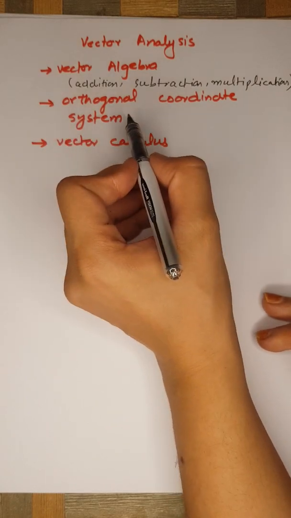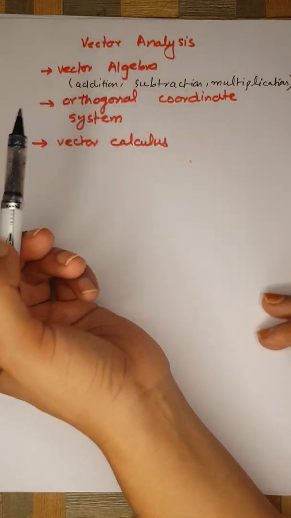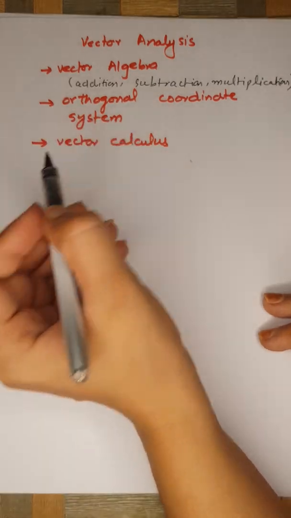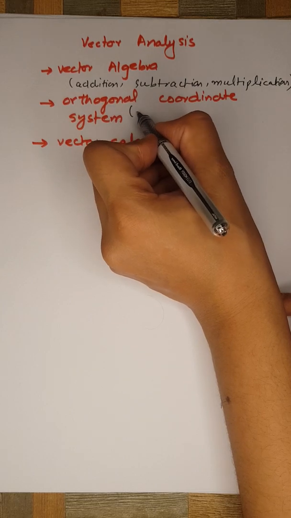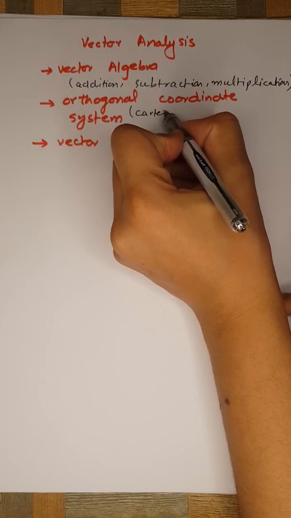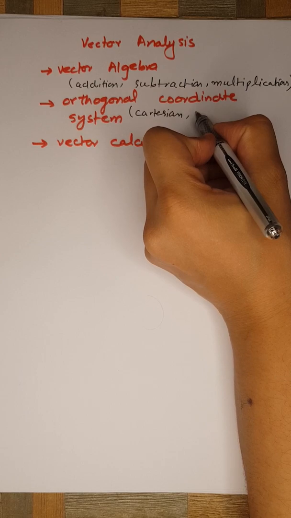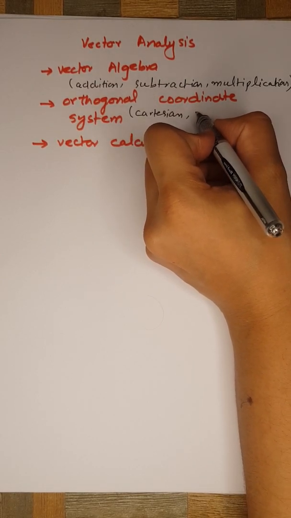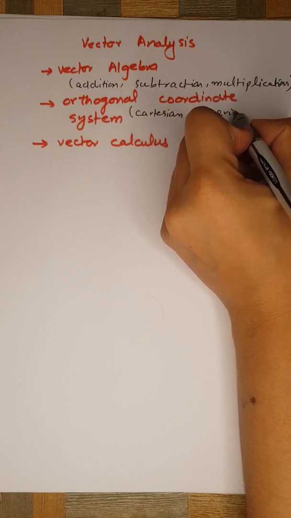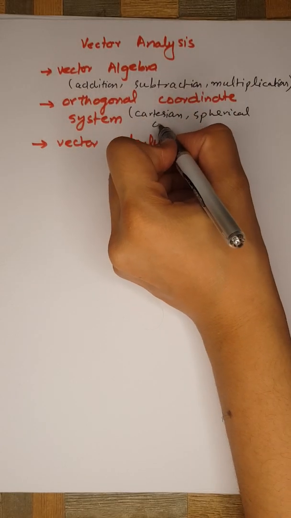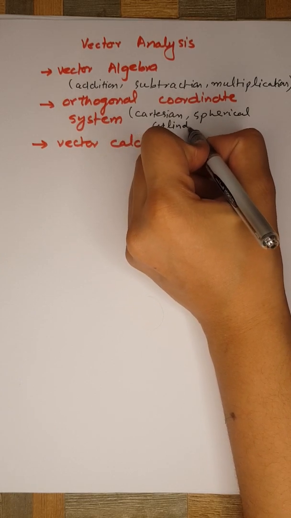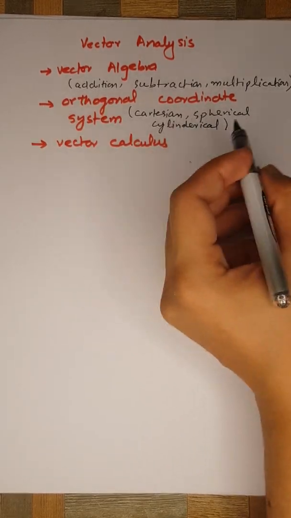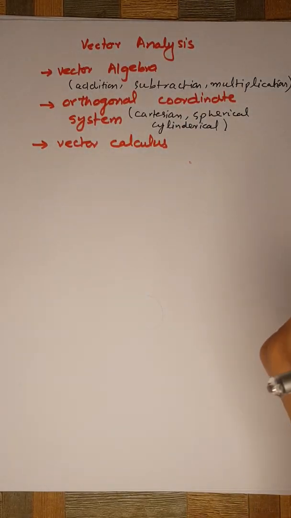Similarly, orthogonal coordinate systems means such coordinate systems where the axes will be perpendicular to each other. Such types of coordinate systems are the Cartesian coordinate system, spherical coordinate system, and the third one is the cylindrical coordinate system. Alright, so these three types of coordinate systems we will study in the upcoming lectures.